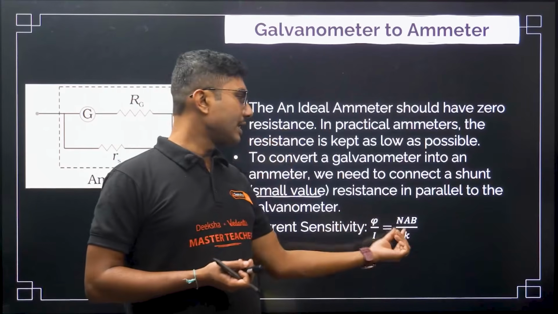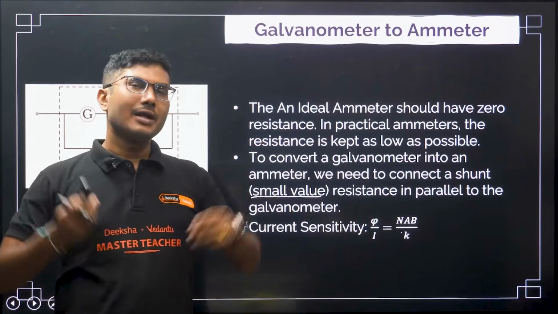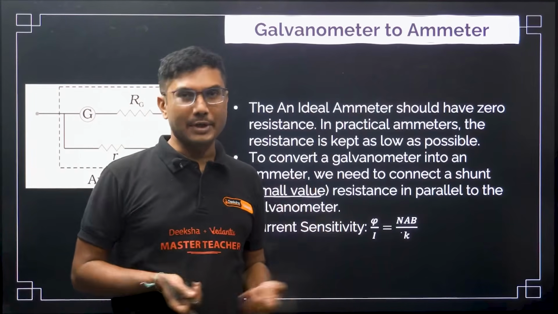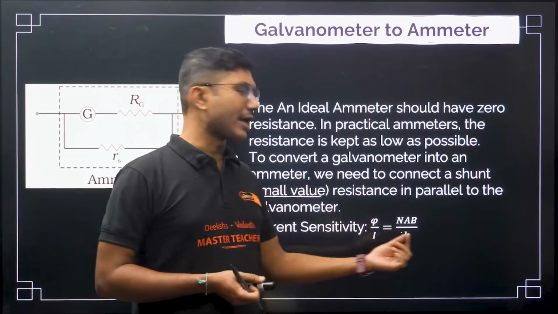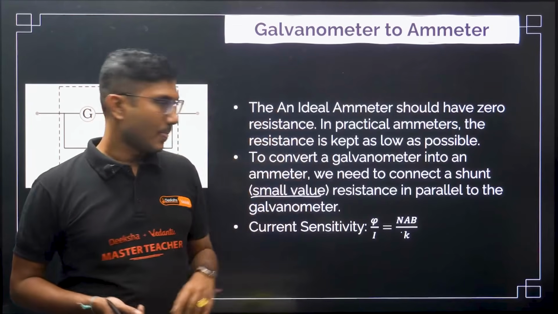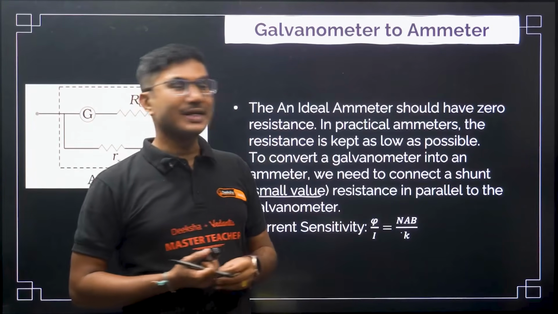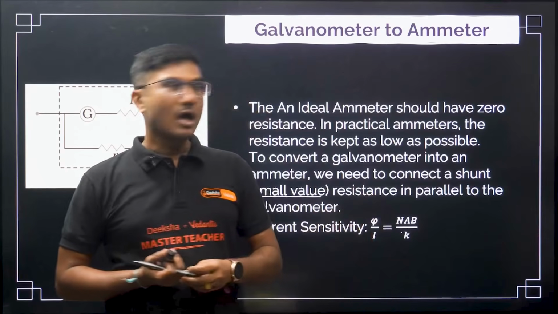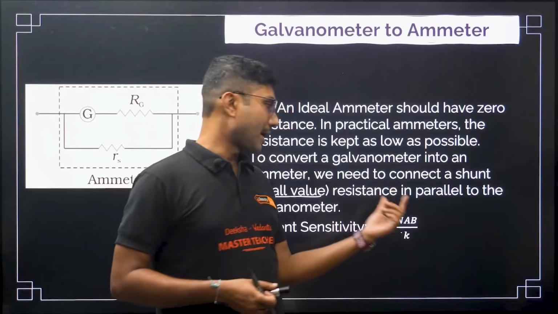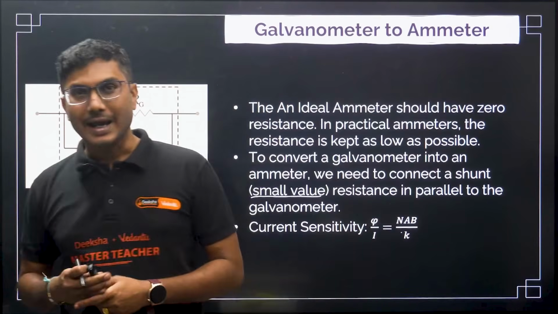Now if you decrease the value of K, then even a very small amount of current can go through this and can damage the galvanometer. So K value cannot be decreased beyond a certain limit. So the only way to increase sensitivity is increasing the number of turns and using a stronger magnet.